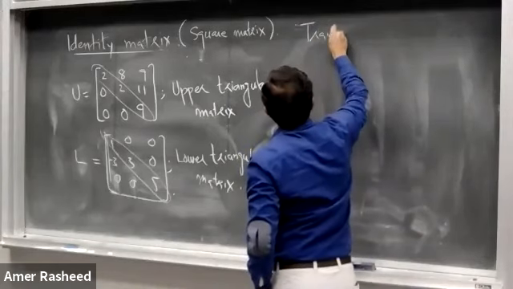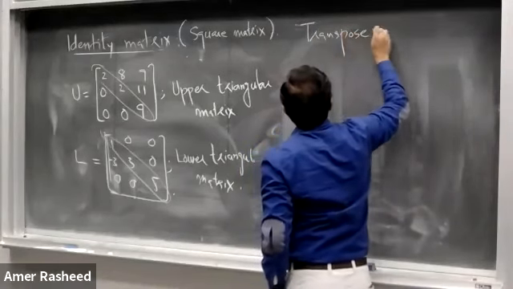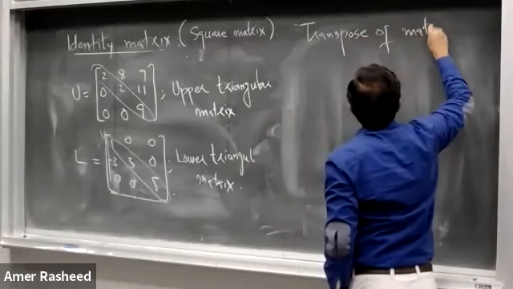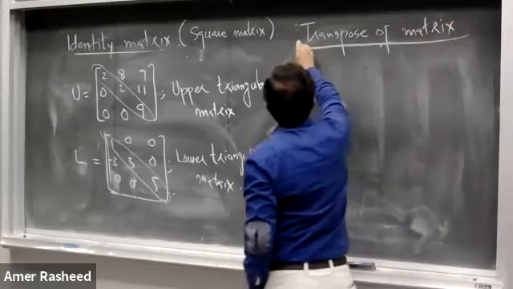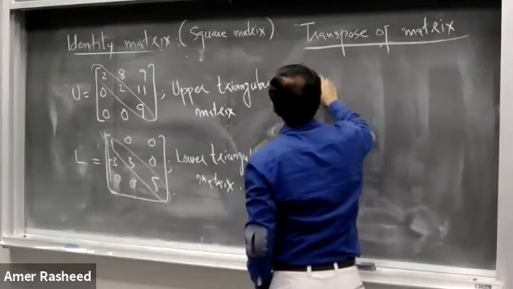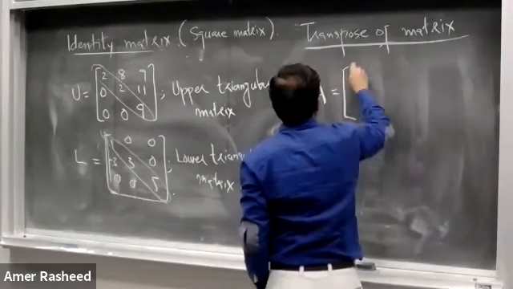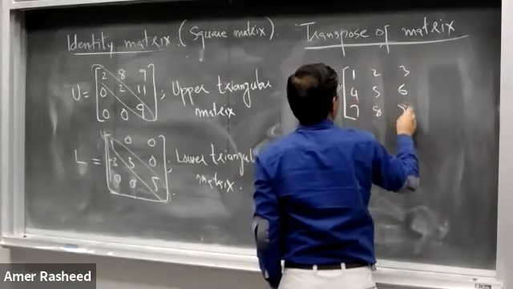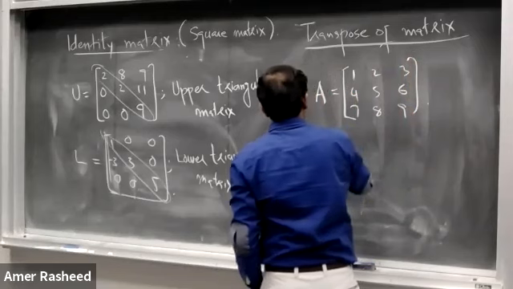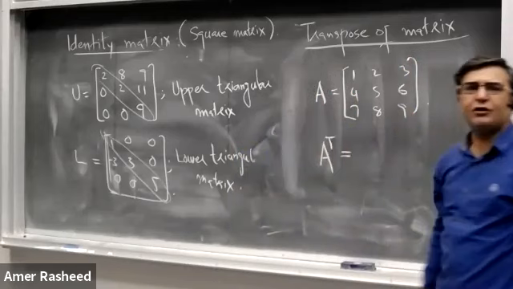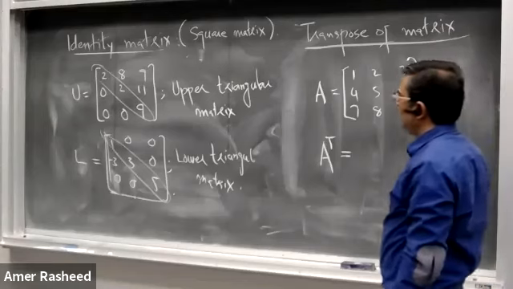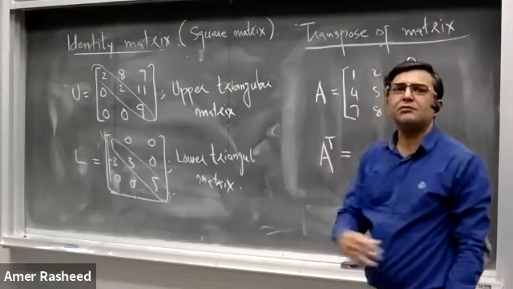Transpose. Transpose of a matrix, or matrix transpose. If we have any matrix, for example, A is 1, 2, 3, 4, 5, 6, 7, 8, 9, and we want to take the transpose, it is denoted by A superscript T. Sometimes they write capital T or sometimes small t.